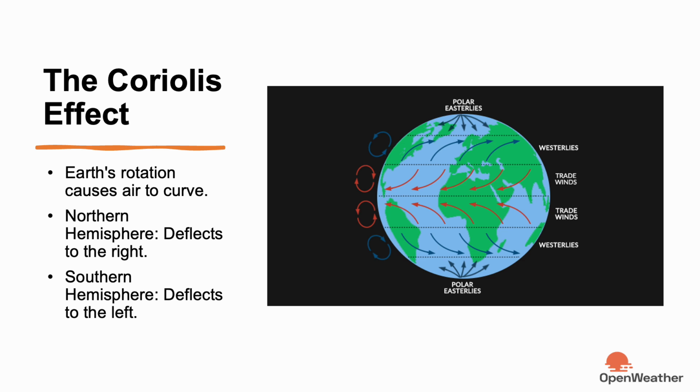Okay, let's imagine you're on a big merry-go-round that's spinning slowly. You and your friend decide to play catch. When you throw the ball straight to your friend, something weird happens. The ball doesn't go straight. It seems to curve to one side. This is kind of like the Coriolis effect on Earth.